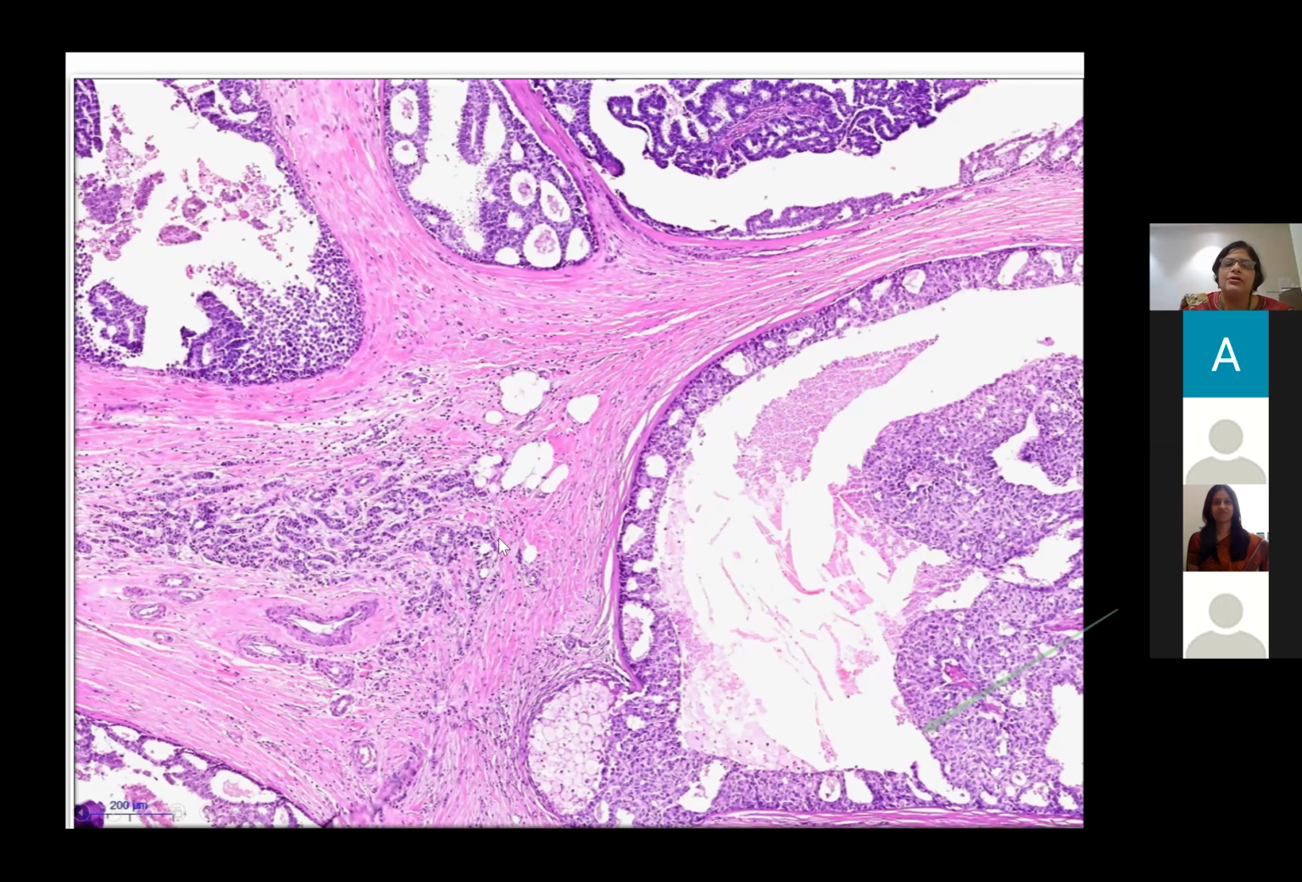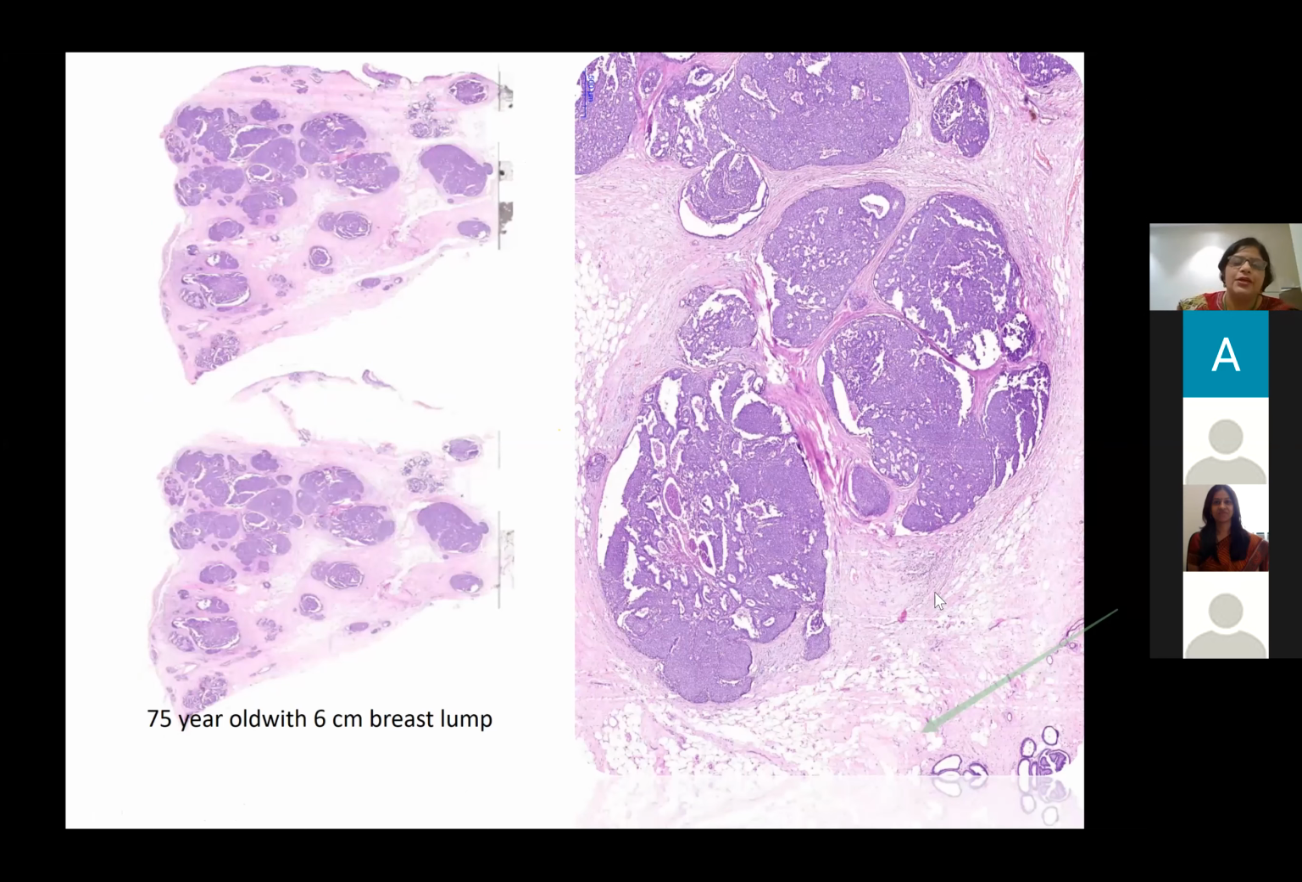Now here is a lesion. This is a lesion you will always see in women more than 65 years of age. Again, all those tumors that I showed you previously had a single cyst. As opposed to that, here you have a ductal kind of configuration. You have solid nests of cells which are intraductal, so they are basically looking like DCIS, and it's all over. This is a 75-year-old lady with a 6 centimeter mass.